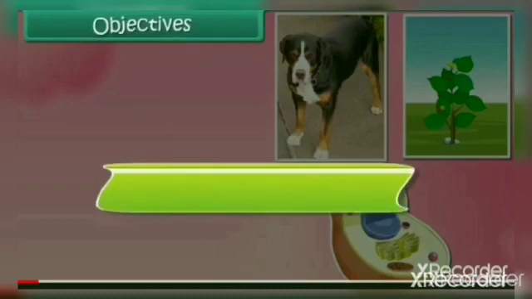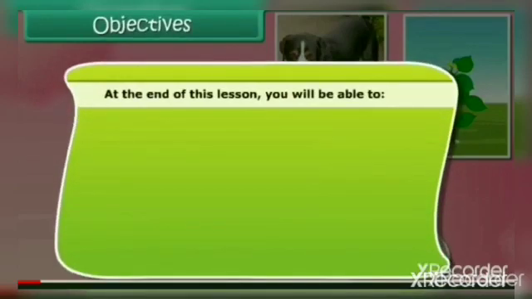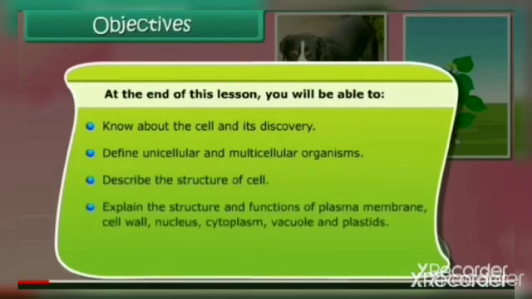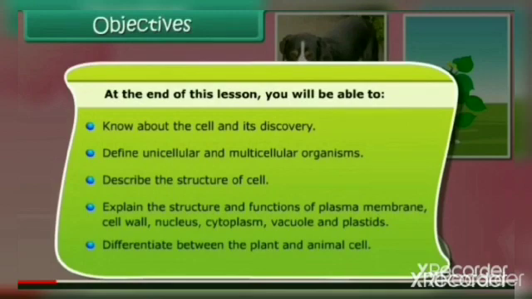Now objectives. At the end of this lesson, you will be able to know about the cell and its discovery, define unicellular and multicellular organism, describe the structure of the cell, explain the structure and function of plasma membrane, cell wall, nucleus, cytoplasm, vacuole and plastids. These are the objectives, and also the difference between plant cell and animal cell.